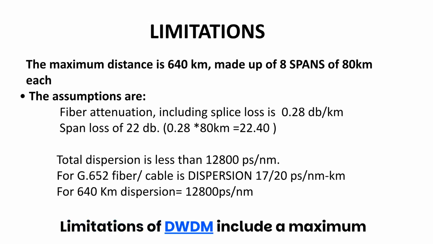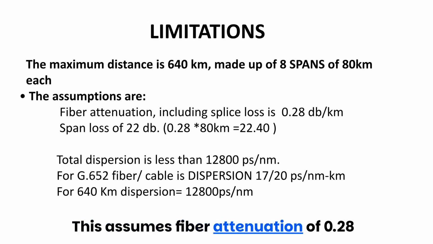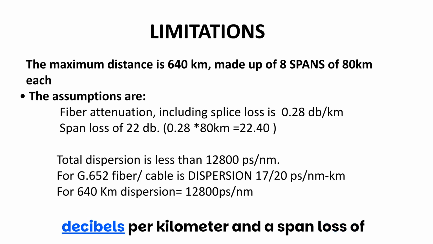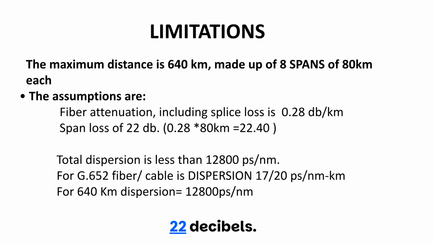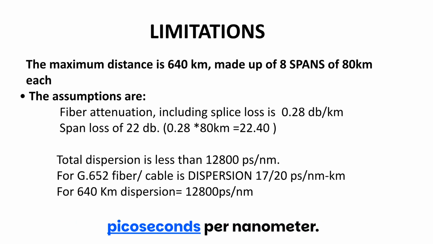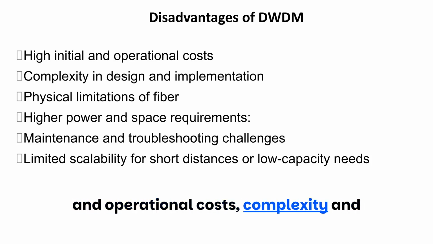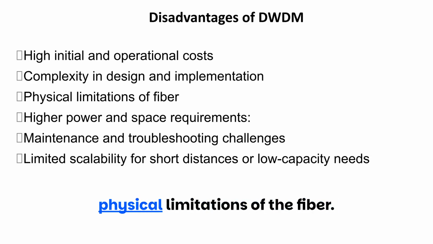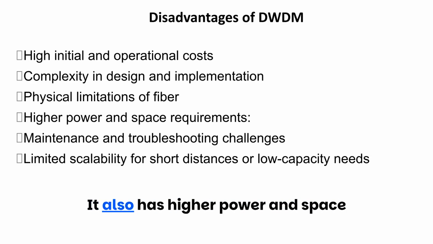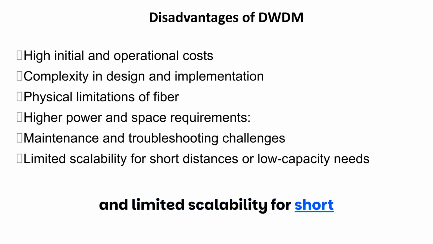Limitations of DWDM include a maximum distance of 640 kilometers, made up of 8 80-kilometer spans. This assumes fiber attenuation of 0.28 decibels per kilometer and a span loss of 22 decibels. Total dispersion must be less than 12,800 picoseconds per nanometer. Disadvantages of DWDM are high initial and operational costs, complexity in design and implementation, and physical limitations of the fiber. It also has higher power and space requirements, maintenance challenges, and limited scalability for short distances.